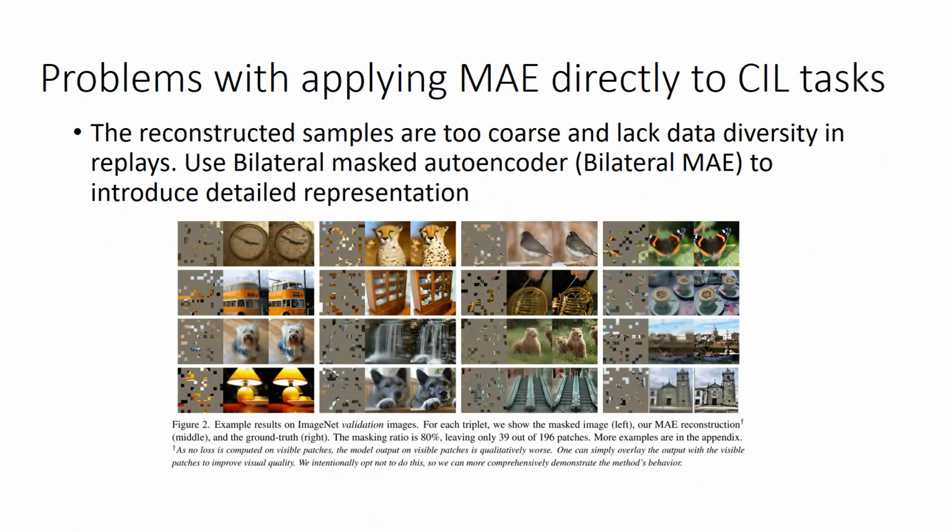MAE naturally has the ability to expand more replay data because we can mask the replay images and retain only a small part, and then MAE can reconstruct similar complete images for replay training. However, we find that using MAE directly will cause the reconstructed images to be blurry and rough, which may increase the model's forgetting of old task knowledge.